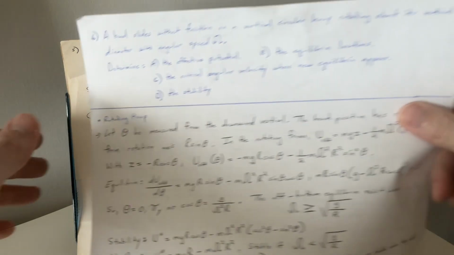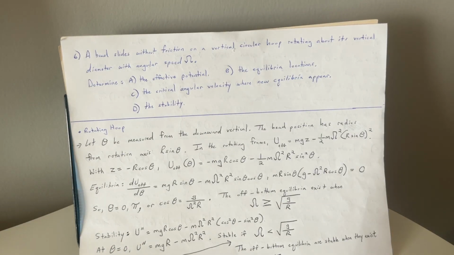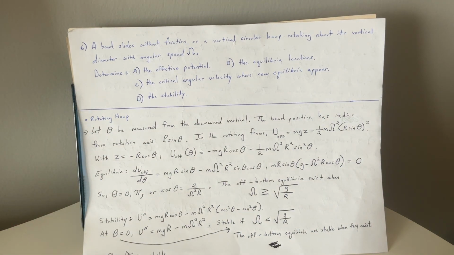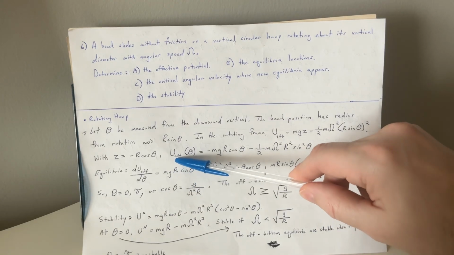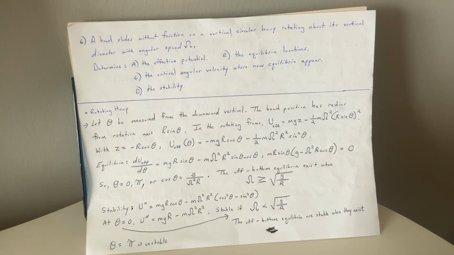Now moving along to number 6. We have a bead that slides without friction on a vertical circular hoop rotating about its vertical diameter with angular speed capital omega. For this rotating hoop problem, we want to determine these 4 parts. Determine A, the effective potential, B, the equilibria location, C, the critical angular velocity where new equilibria appear, and D, the stability. So again, this is a rotating hoop problem.